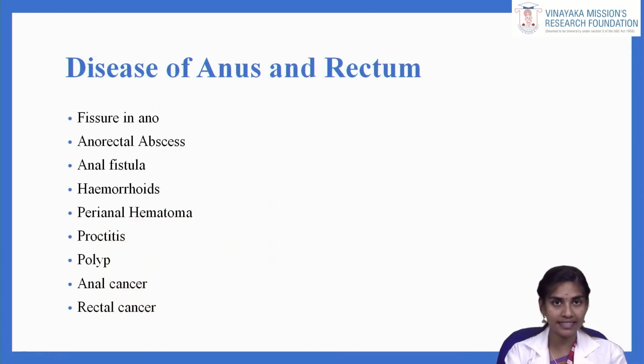Let's see the diseases of the anus and rectum. They are fissure in ano, anorectal abscess, anal fistula, hemorrhoids, perianal hematoma, proctitis, polyp, anal cancer and rectal cancer. We will see these in subsequent slides.